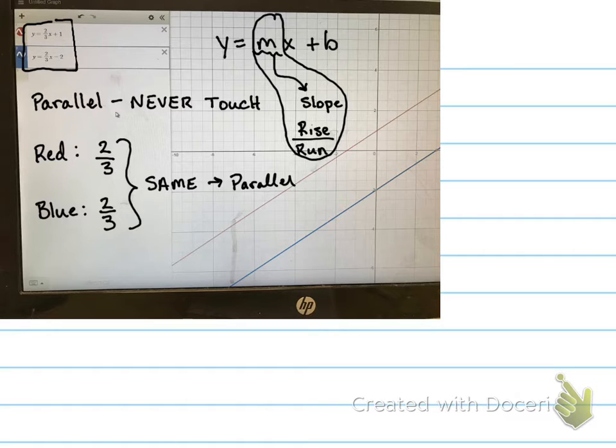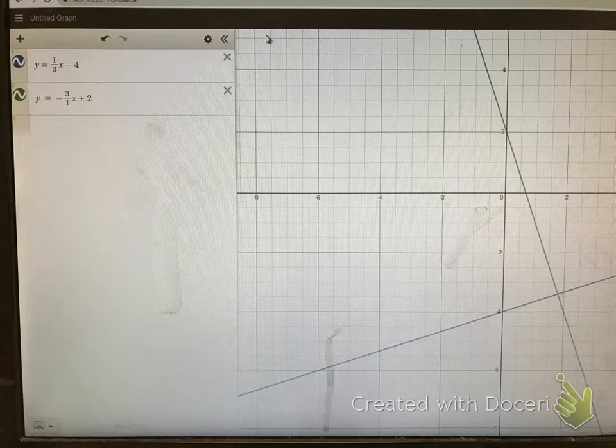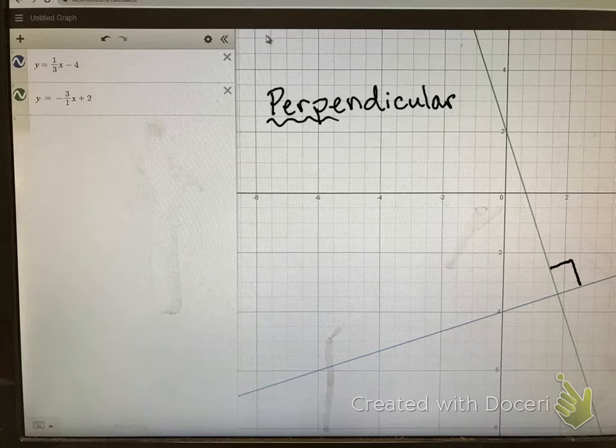Now let's look at another example. Here, again, we have two lines, a blue line and a green line. And it appears that we have a 90-degree angle here in the corner. It appears that these are perpendicular. But perpendicular just means lines that intersect at a 90-degree angle. So what we need to do is look at their slopes.